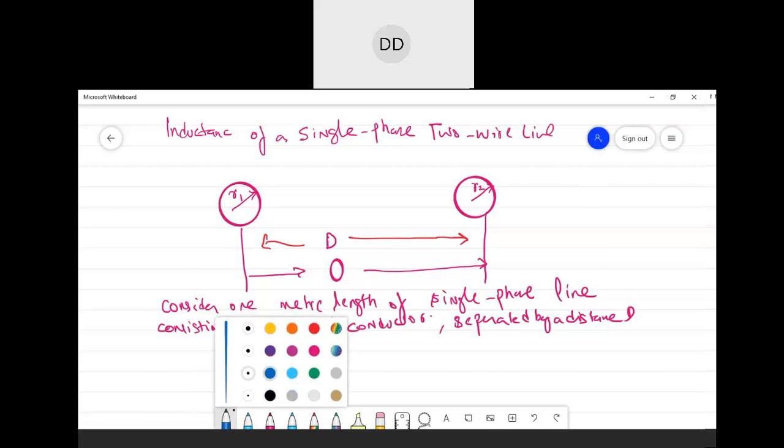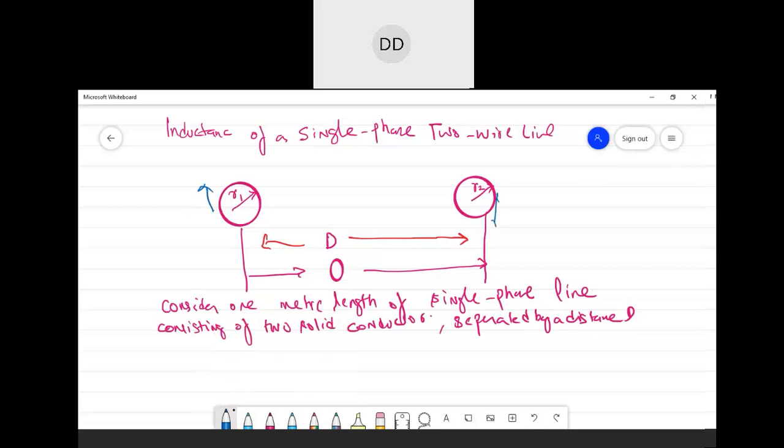So what happens is that conductor 1 carries a current I1 directed into the board, and the second conductor carries a current that is directed out of the board. That means the current I1 would be equal to minus I2. So current 1 is the current entering and current 2 is the current leaving.